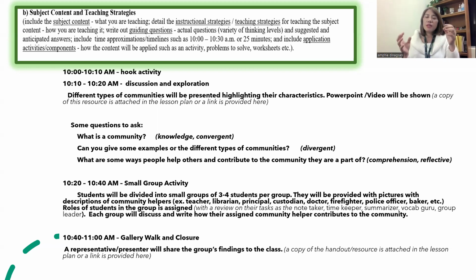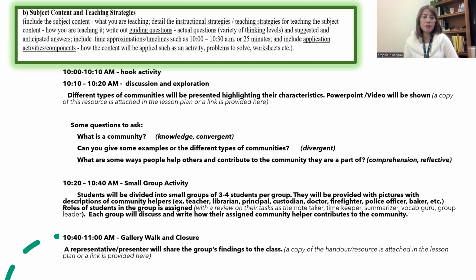Let's just say, for example, that this is not my first time doing a small group activity, so I'm just going to put there that I'm going to review the task, meaning my students know what the note taker is, what the timekeeper is. Each group will discuss and write how their assigned community helper contributes to the community. So for each group, I'm going to say teacher, librarian, principal here, firefighter, police officer, grocery clerk, and then here. So maybe three community helpers for each group.